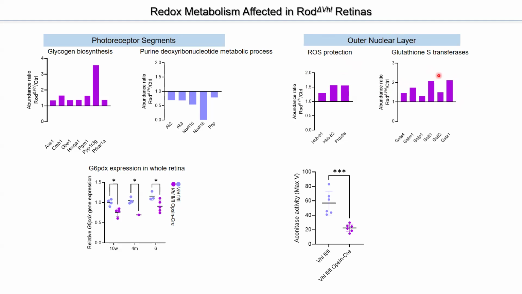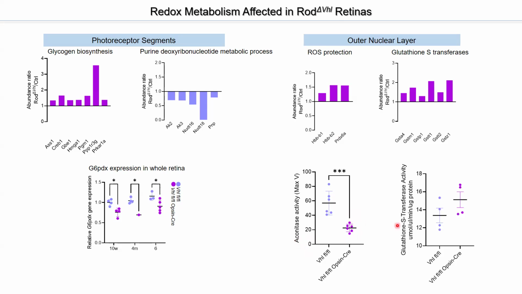When we then looked at activity of specific enzymes, we saw a decrease of aconitase in our VHL mice. Aconitase is an enzyme of the TCA cycle. So of course we were already expecting this, because we have a metabolic shift towards more lactate production instead of pyruvate production. But also specifically, aconitase is also regulated by reactive oxygen species. So that could also explain the decrease of this activity. And then we also saw a trend of an increase of glutathione S-transferase activity in our VHL mice.